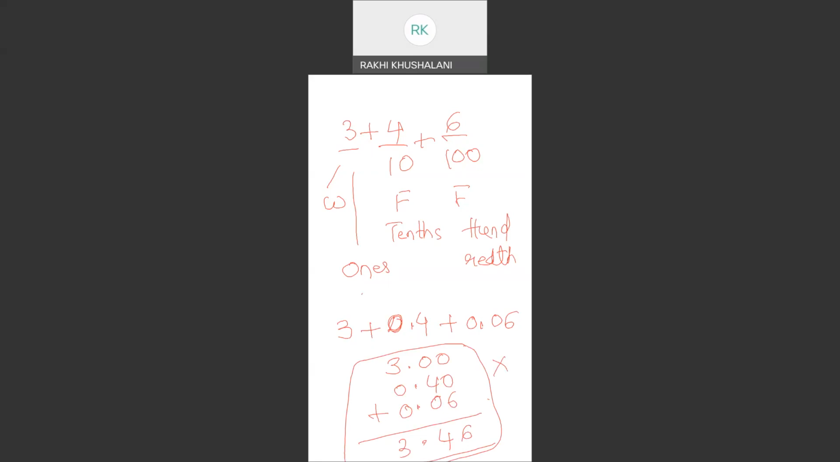You can write 3.46. By looking here, that 6 is at hundreds place, means two decimal places. 4 is at tens place, one decimal place. And 3 is a whole number, so 3 point. I will take one more example.